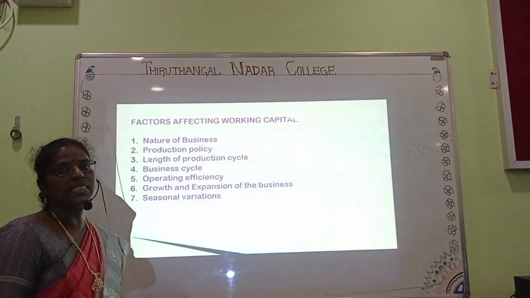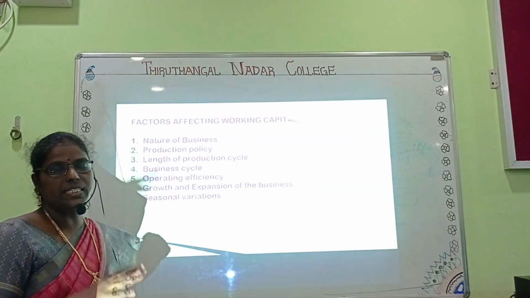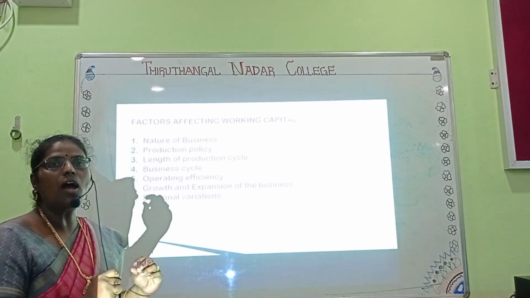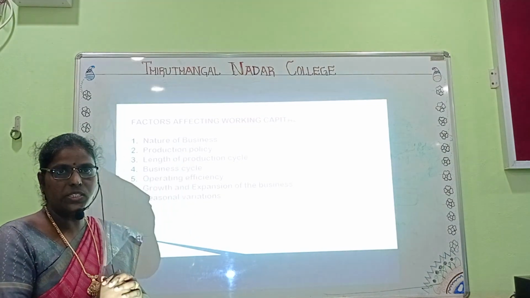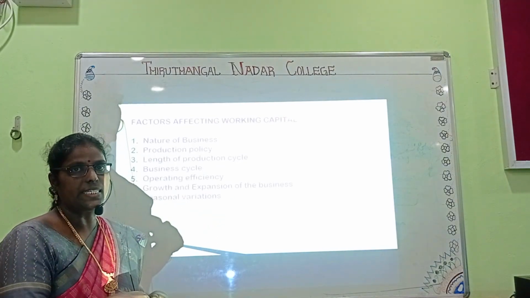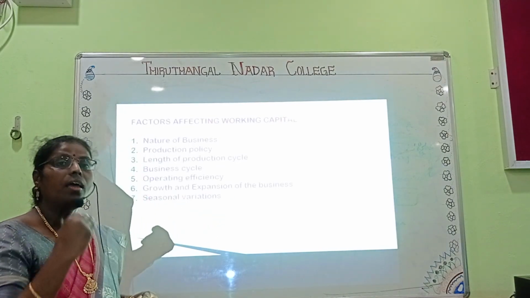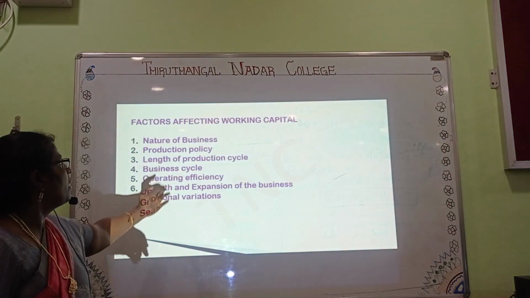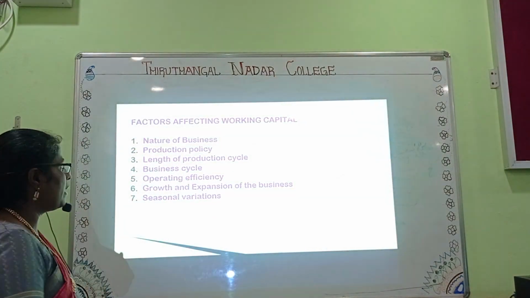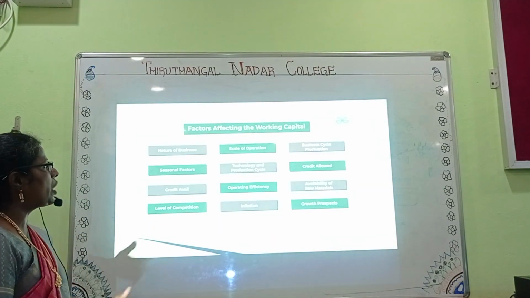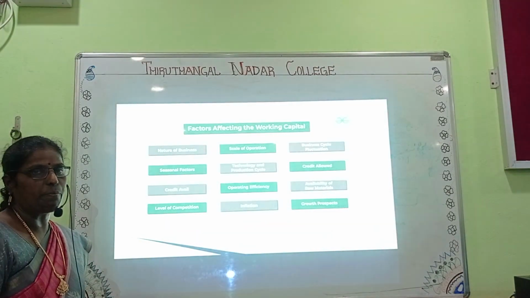Seasonal variations. Seasonal variations means, for example, during the rainy season, if they belong to an umbrella producing company, they have to produce more umbrellas during the rainy season. At that time they need more working capital. So that factor determines the working capital. And this slide presents the other factors which determine the working capital.